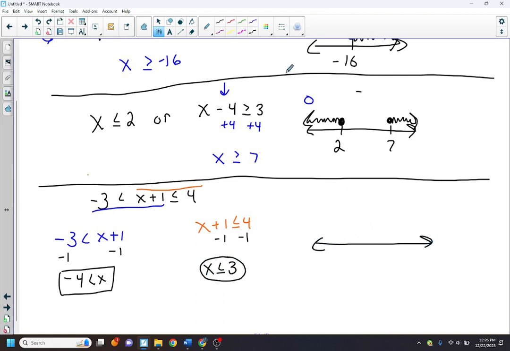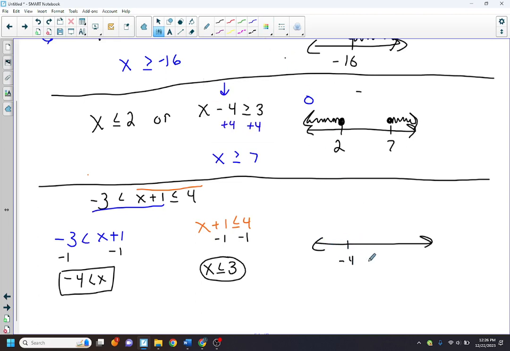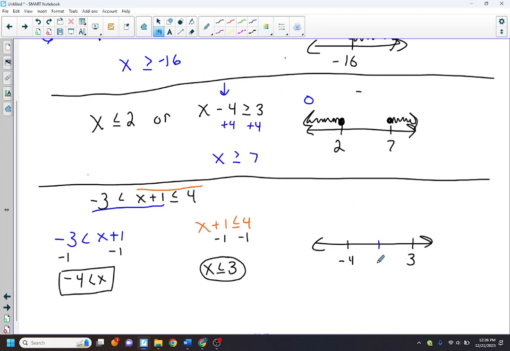So number line. I'm putting negative 4 here. I put a 3 here. This is an and one. In this scenario, zero happens to be in the middle. Zero's in the middle, okay? Well, that makes sense.